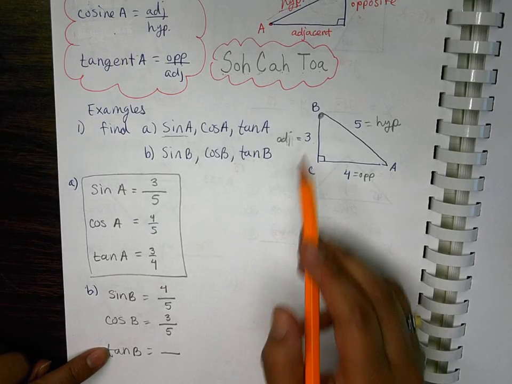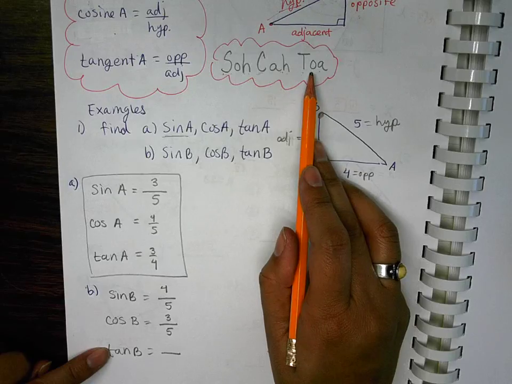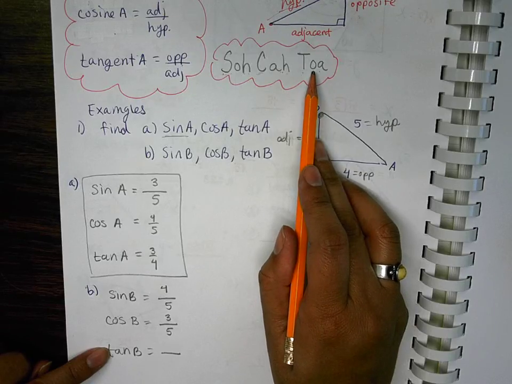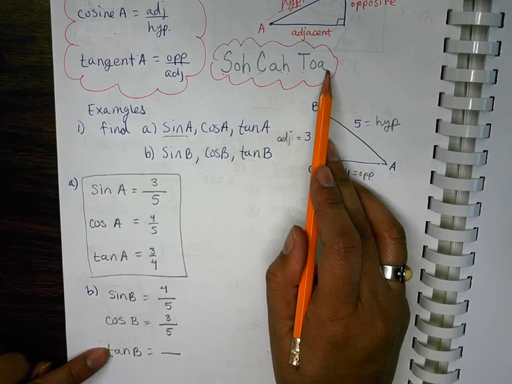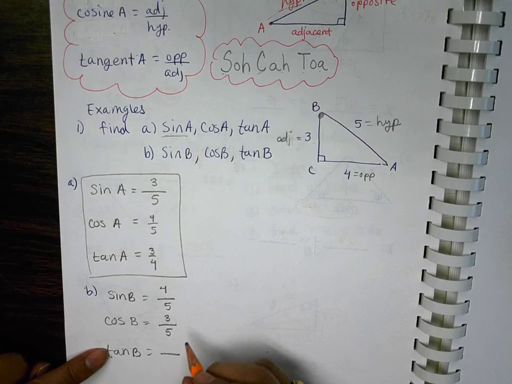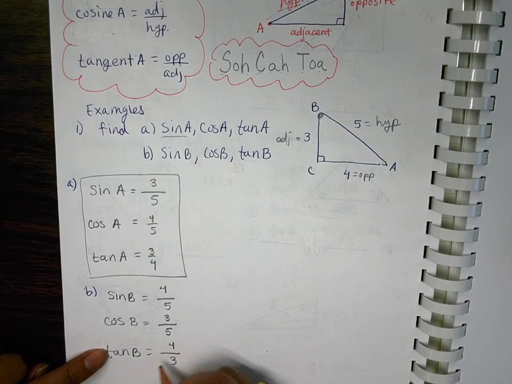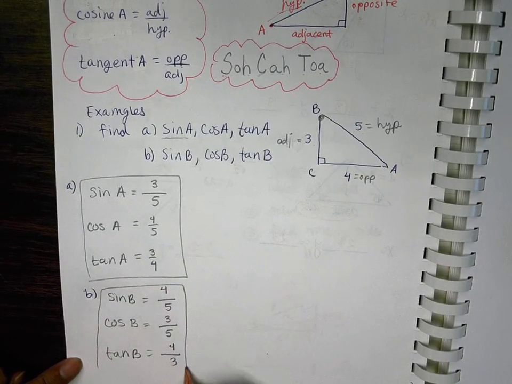All right, and David, give me the next one. In words first. Like up here. Opposite over adjacent? Yeah. And then what over what? 4 over 3. Questions?